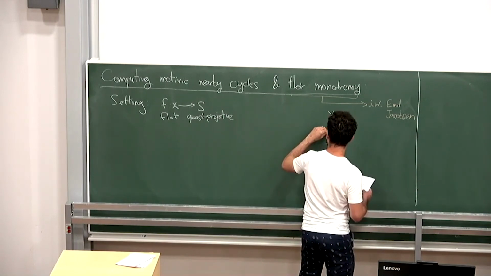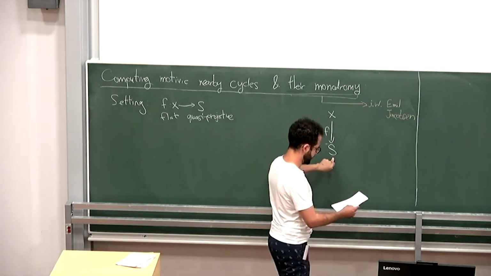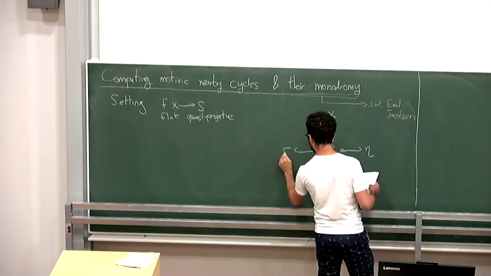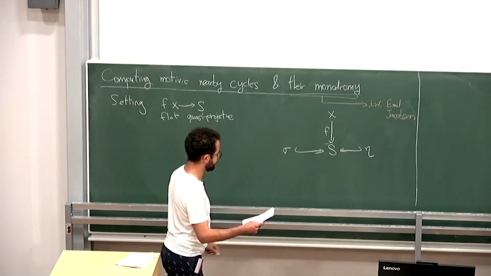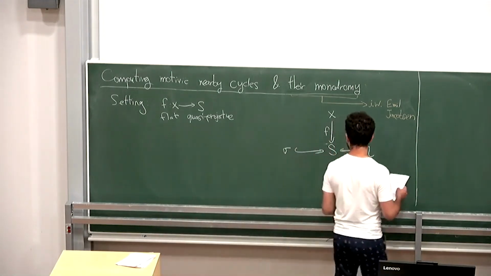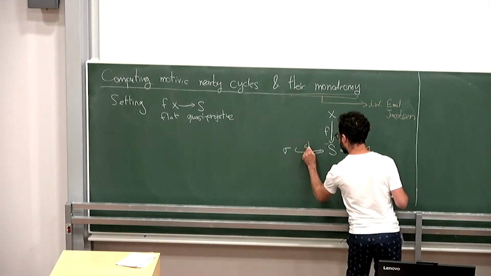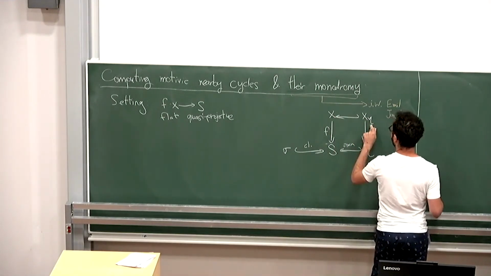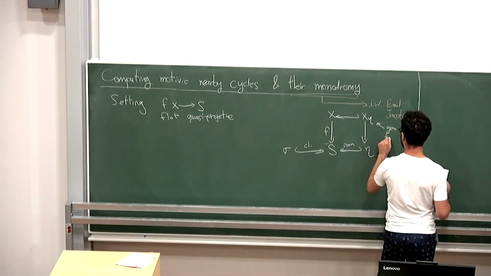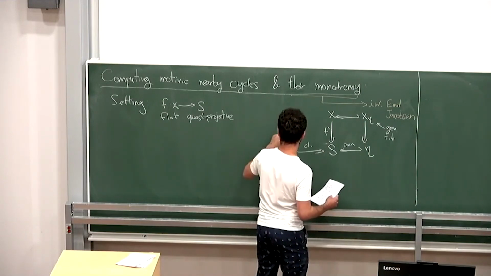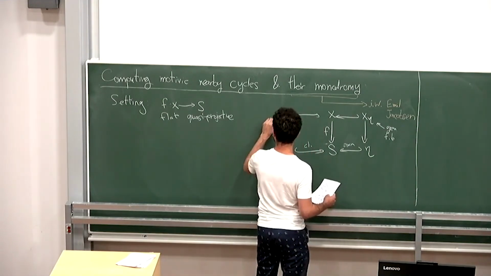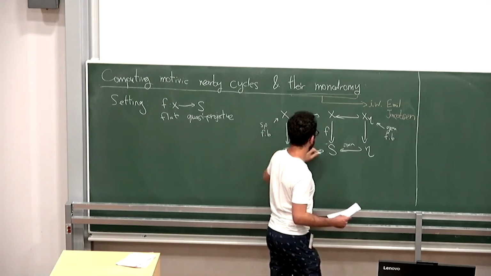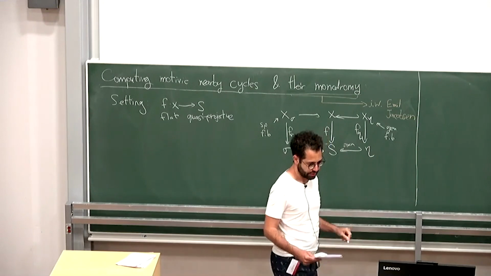I'll draw a picture. So this is the base S. In the base, we have an open and closed complementing subschemes. So this is open and this is closed. With this being what we call the generic fiber, and this the special fiber. Okay, F sigma, F eta.